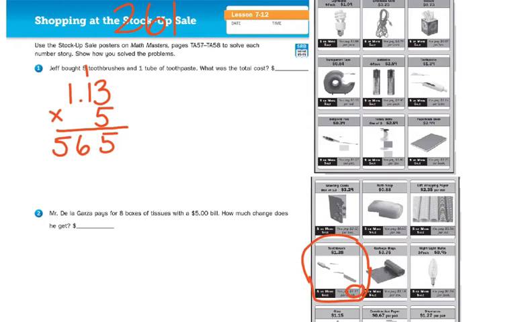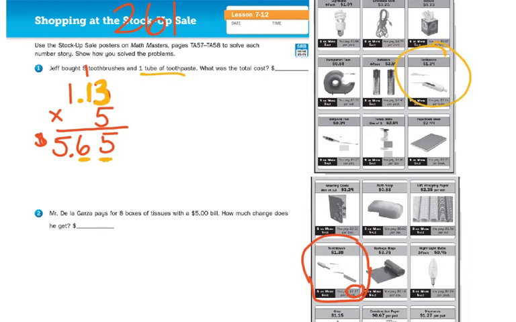Now, each toothbrush is about $1 times 5 of them. We know our answer should be about $5. So if we do that, we know our decimal point would have to go between the 5 and the 6 to be $5.65. Another way you can do it is count the number of numerals behind the decimal point, and that's how many you have to have in your answer. So in our problem, we have 2 numbers behind the decimal point, and in our answer, we have 2 numbers behind the decimal point. And then 1 tube of toothpaste.